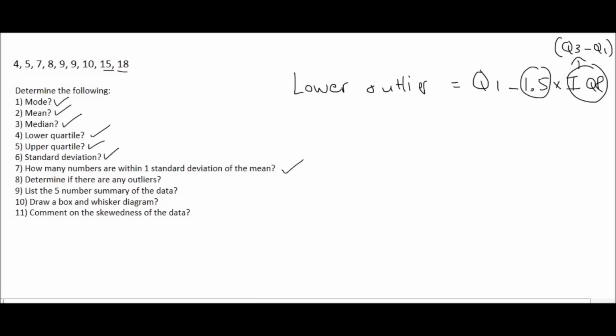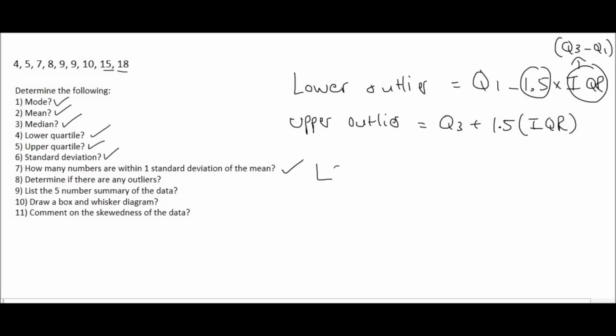Now why do we use 1.5? People always ask me. Well, that's just the number that mathematicians have found works really nicely. To find the upper outlier, so this is the higher number, we use Q3 and we add 1.5 times the IQR.